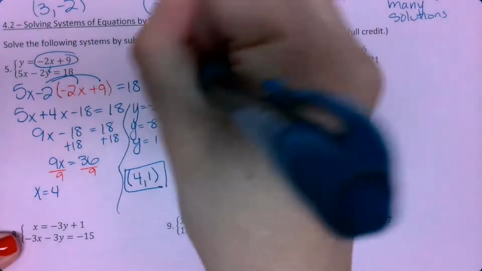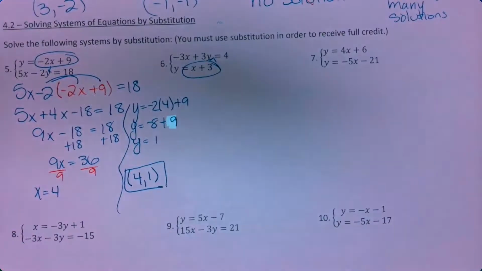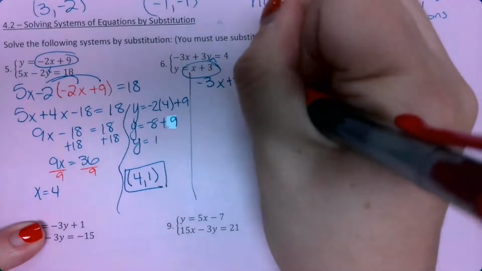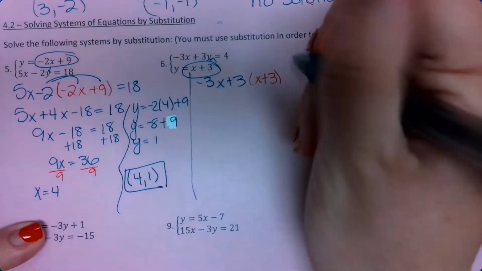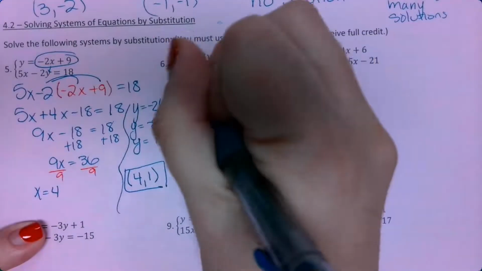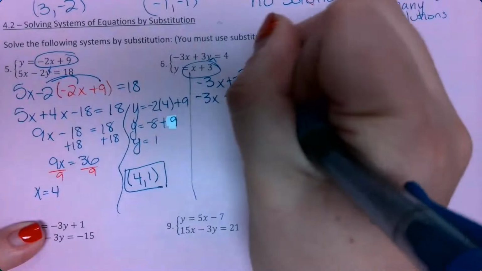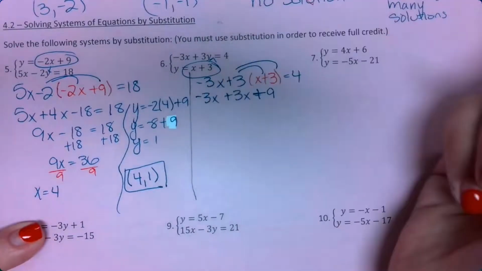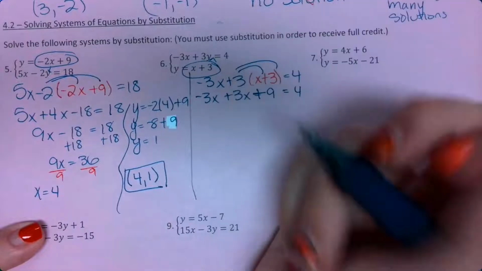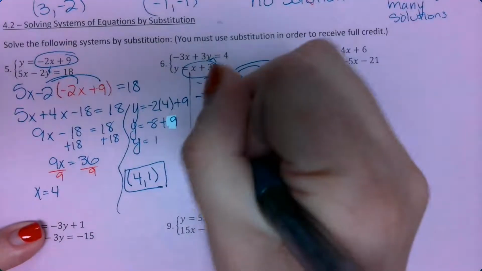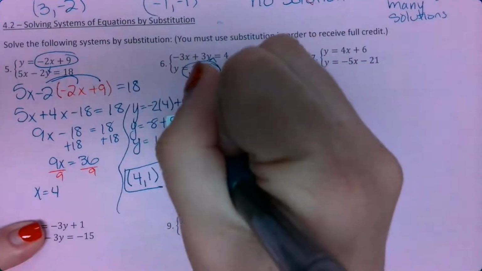Same thing with this one. I'm going to plug in for that y over here. I'm going to try to separate my problems. So I have negative 3x plus 3, and then instead of that y, I'm going to write x plus 3. This one equals 4. So I have negative 3x. I want to distribute my 3. Plus 3x plus 9. 3 times 3 is 9. Equals 4. Negative 3x plus 3x cancels out. So I have 9 equals 4. This one is going to be not true. So I write no solution.